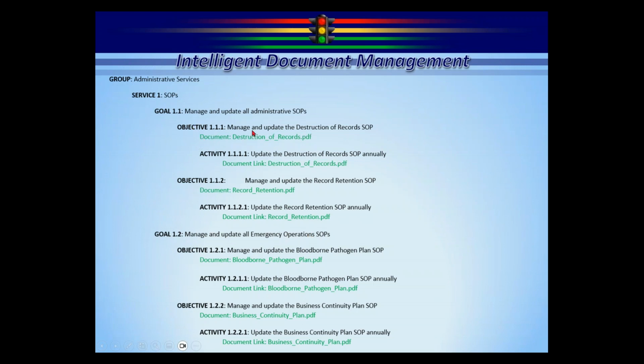Underneath the goal, we would have an objective to manage and update the destruction of records SOP, a specific SOP. The document is attached to the objective here. Under the objective, we put an activity that says update the destruction of records SOP annually. In this case, we're going to link back to that same document, and we're going to assign this activity to Joe, who's responsible for updating this. What we can do is set it as an annual repetitive timeline.